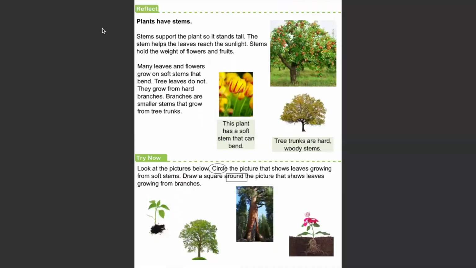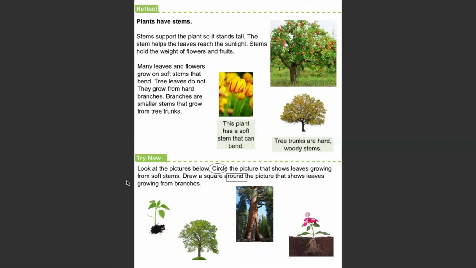Plants have stems. Stems support the plant so it stands tall. The stem helps the leaves reach the sunlight. Stems hold the weight of flowers and fruits. Many leaves and flowers grow on soft stems that bend. Tree leaves do not. They grow from hard branches. Branches are smaller stems that grow from tree trunks. This plant has a soft stem that can bend. Tree trunks are hard, woody stems.